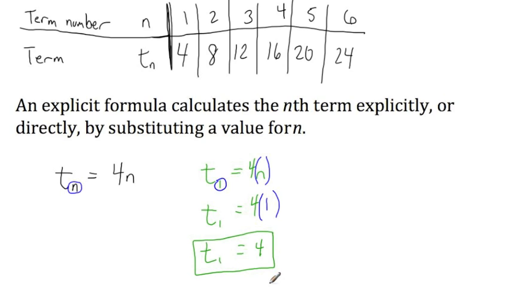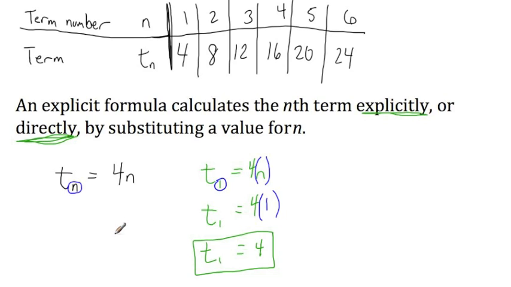I can generate as many terms as I want this way. And the nice thing about an explicit formula for a sequence is that we can generate any term in the sequence. Using this rule, t sub n equals 4n, I could generate the 100th term or the 1000th term. Any term that I want to find, I can find directly. That's what explicit means. Explicit is a synonym here for direct. We can find these terms directly.